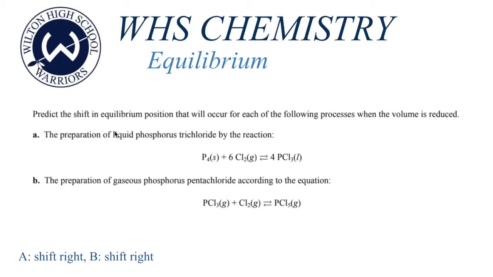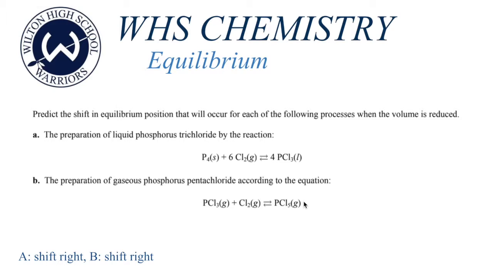For A, the preparation of liquid phosphorus trichloride in the reaction P4 solid plus 6Cl2 gas yields 4 PCl3 liquid. When volume is reduced, pressure is increased, so it's going to have to go to the side with fewer moles of gas, which is clearly the right side because there are no moles of gas. On this side there are 6, so it's going to shift right.